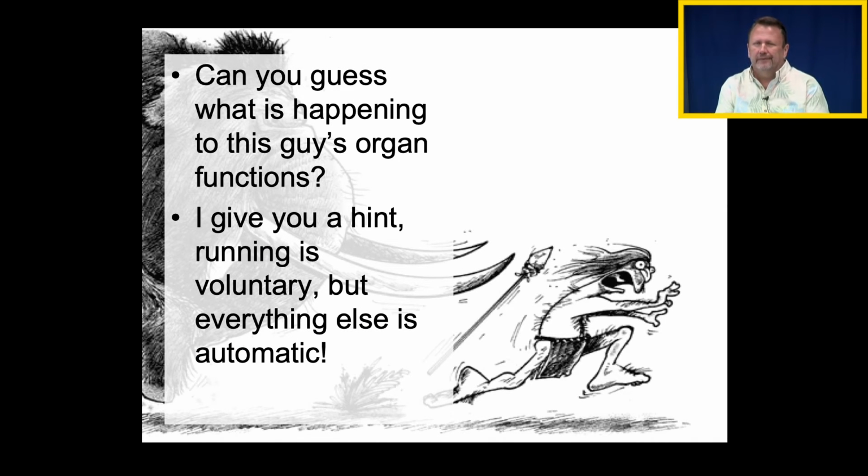All right, so think about it. Make a list. Can you tell me all of the effects that are going on with this guy right here? Maybe the running is voluntary, but everything else that's going on that we're going to talk about is completely automatic. All right, so what's going on with his heart, with his eyes, with his bowels, with his lungs? What do you think's going on?